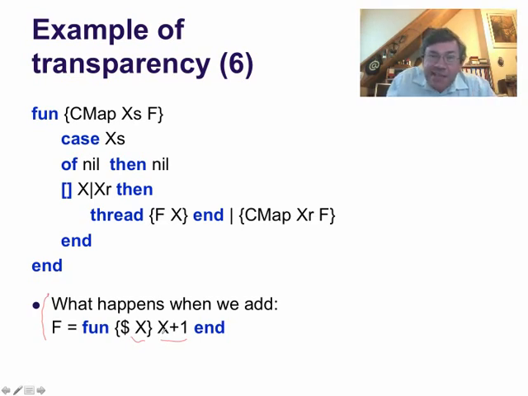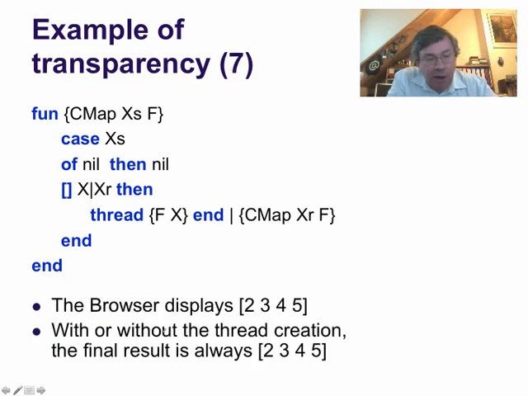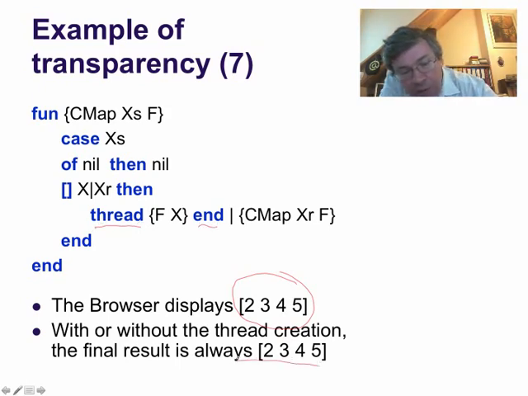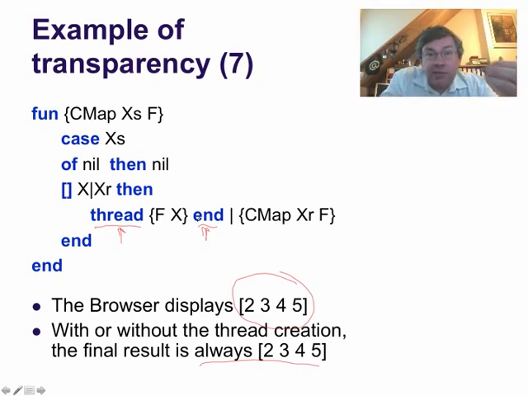Well, then the calculation will continue, and the browser will display the final result, which is 2, 3, 4, 5. Notice that with or without the thread creation around the f of x, the result will always be 2, 3, 4, 5. If we would have not created the thread around f of x, then binding f would have also given 2, 3, 4, 5. It's just that creating the thread allows us to do a little bit more, to go farther with the information we have.